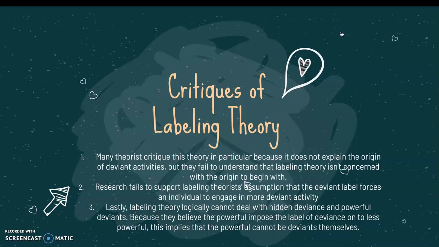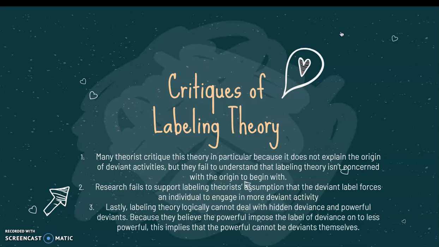So, critiques of labeling theory. Many theories critique this theory in particular because it doesn't explain the origin of deviance, but I think that's not a fair critique, because the theory doesn't really concern itself with the origin. Like I said, it mainly questions the nature and the relationship between deviants and non-deviants. So to impose that concern on a theory that's not really concerned about it is, I think, unfair.